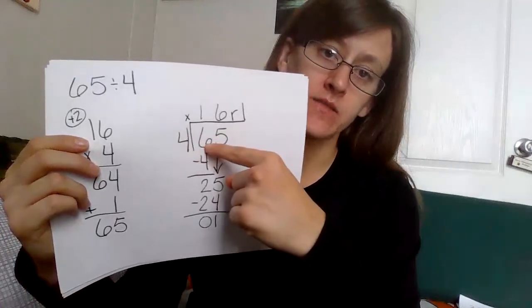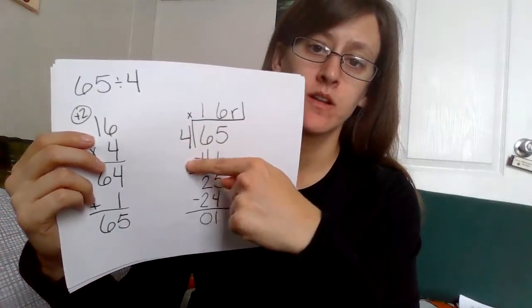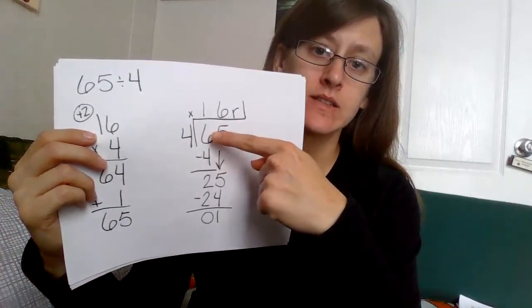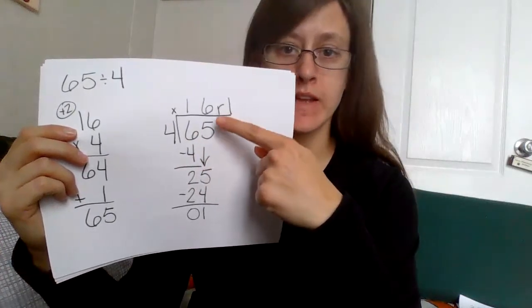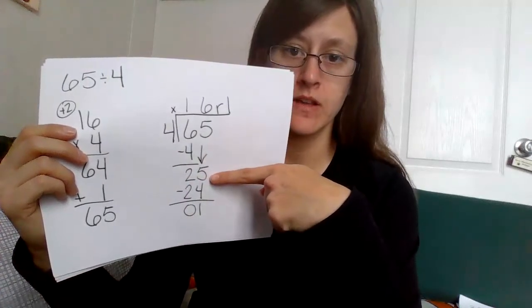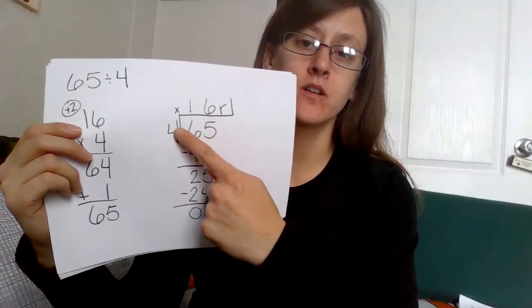So I've got Dad divide, Mom multiply. 1 times 4 gives me 4. After Mom multiply, I do Sister subtract. 6 minus 4 gives me 2. Brother bring down, I have to bring down this 5 and turn that 2 into a 25. Now you're going to divide, not up here, you're going to look down here to see 25 and 4.